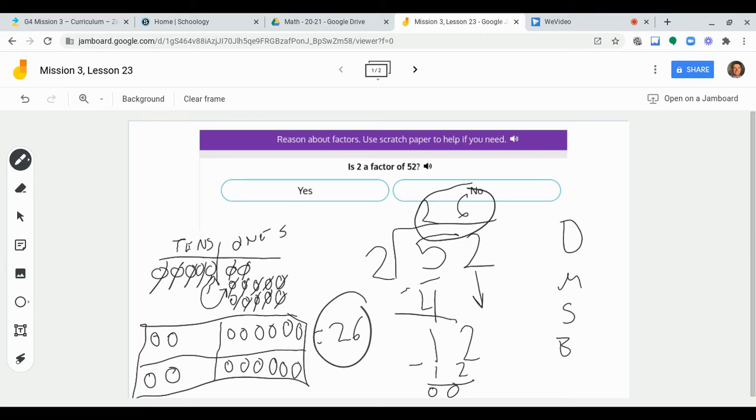Now, how do we know if 2 is a factor of 52, which is what we're being asked? If you divide the 2 numbers and there is no remainder, then it is a factor of that number. If you can divide a number evenly into another number without a remainder, then yes, it is a factor. If there is a remainder, then it's not a factor. So that's your key. If there's no remainder, it's a factor. If there is a remainder, it's not a factor.